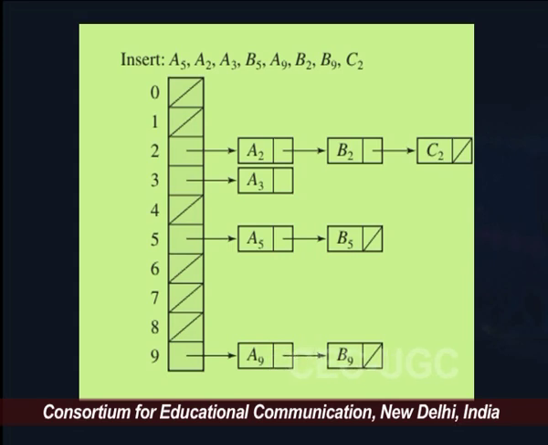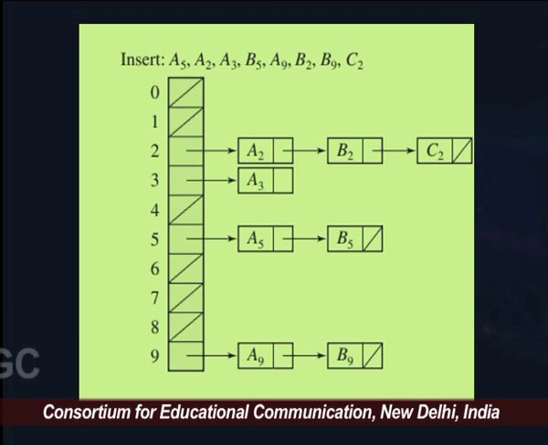So, the first key is A of 5. Now, instead of putting this A of 5 on slot 5, we are associating a chain with this fifth slot, and we can say the first node of the chain associated with the fifth slot contains A of 5.